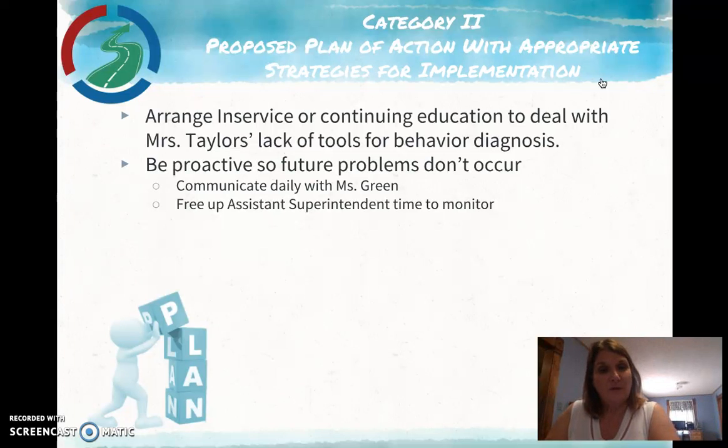I would also then want to be proactive and set some policies and procedures in place so future problems don't occur. Some of those would be to communicate daily with Ms. Green since I can't be there physically, and to free up the assistant superintendent, the assistant one, to give him or her an extra hour a day to monitor and to be able to get that paperwork done.